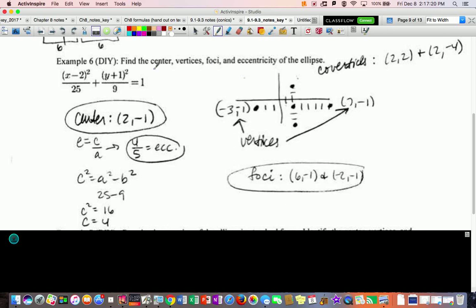Notice though the center, vertices, foci, and eccentricity. They didn't say you had to find the co-vertices, but find them anyway. Now to do the foci, you do c squared is a squared minus b squared, and when you do 25 minus 9, you get 16. Square root both sides, c is 4. So from the center, you're going to go to the right 4 and left 4, and you get (6, -1) and (-2, -1) for those two focus points. And the eccentricity is c over a. So 4/5 for the eccentricity, about 0.8. So it is a little bit more elongated horizontally than it is circular.